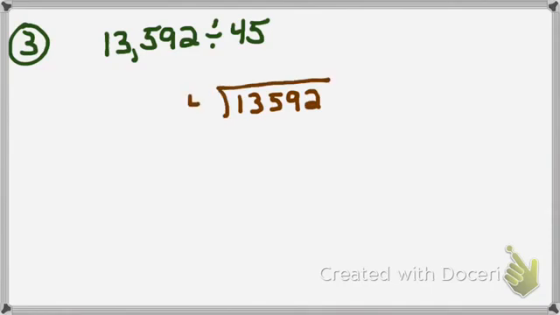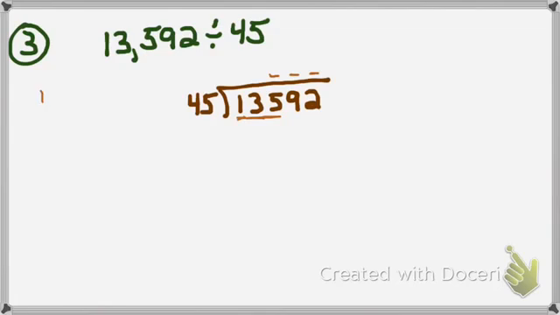13,592 divided by 45. I have to decide where my first chocolate bar goes, so I look at my first digit in the dividend, and it's a 1. Is 1 greater than or equal to 45? Nope. So let's look at my first two digits. 13, is 13 greater than or equal to 45? Nope. So let's look at my first three digits. 135, is that greater than or equal to 45? Yes, it is. So a chocolate bar goes at the end of that number, which is the 5, and every digit after that gets a chocolate bar.